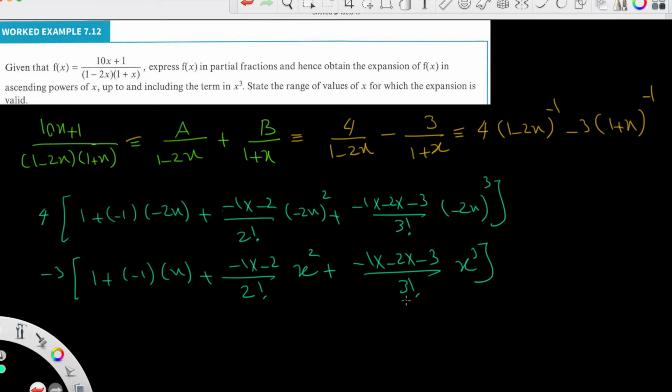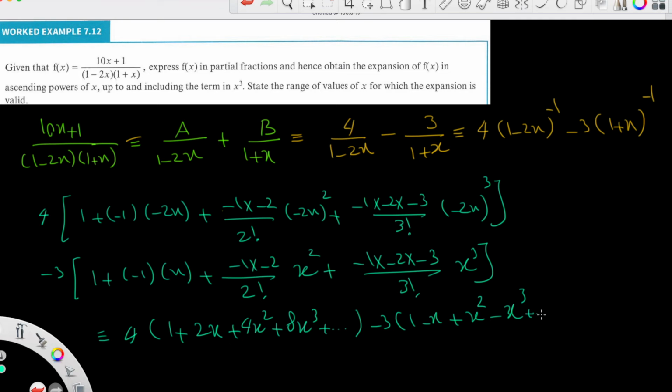Then at the end, as you multiply, if we multiply by 4, it will become 4 times (1 + 2x + 4x squared + 8x cubed). The rest, there is no need to write: minus 3 times (1 - x + x squared - x cubed). So if you simplify at the end, it will be 4 minus 3, which is 1, then 8 plus 3, which is 11x, then 13x squared, and 35x cubed.